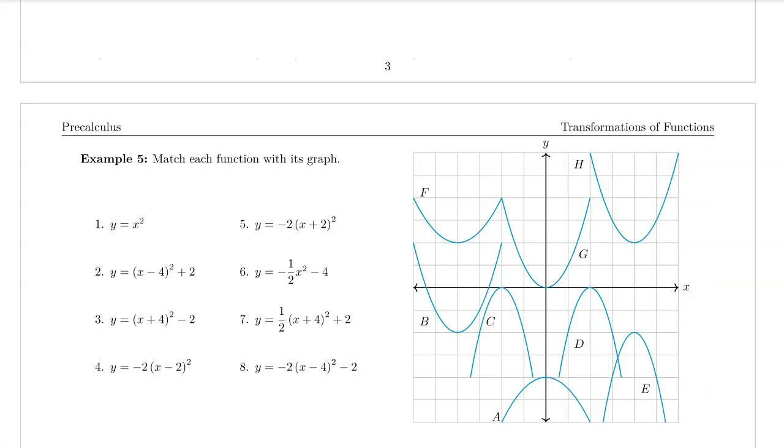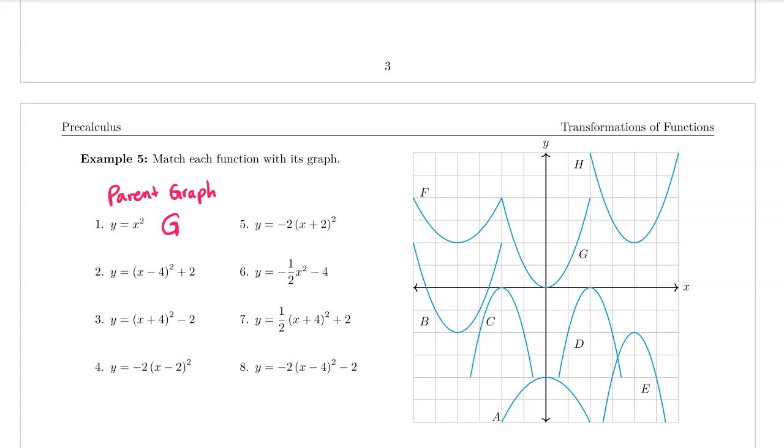Example 5 says match each function with its graph. So in equation 1, we have y equals x squared. This is our parent graph because it has no transformations that are happening to it, and we know that the vertex of this goes through the origin, and because our leading coefficient is positive, it's an upward facing parabola, and the only parabola in our set of graphs that has its vertex at the origin is graph G. So the answer to number 1 is G.